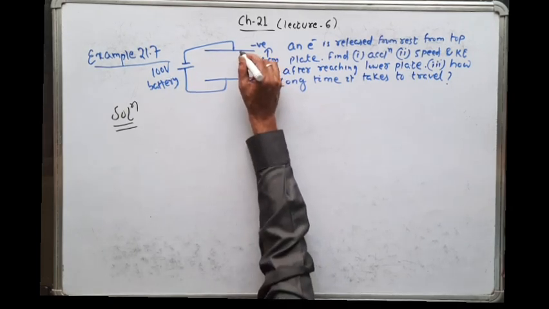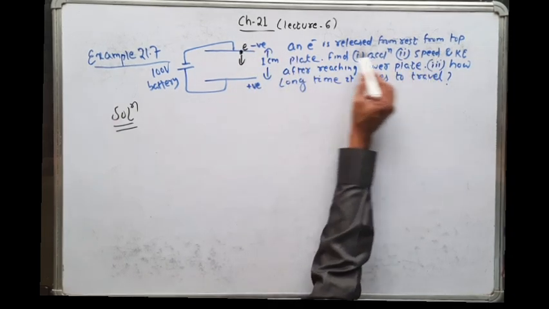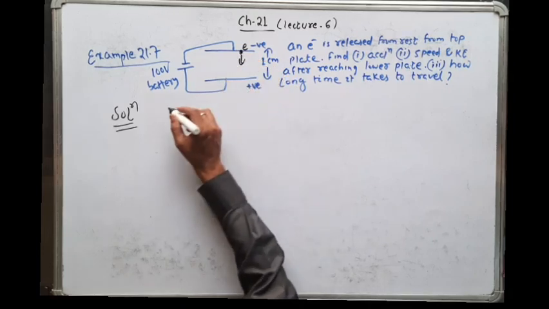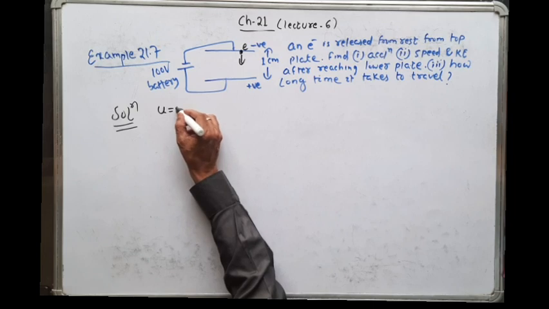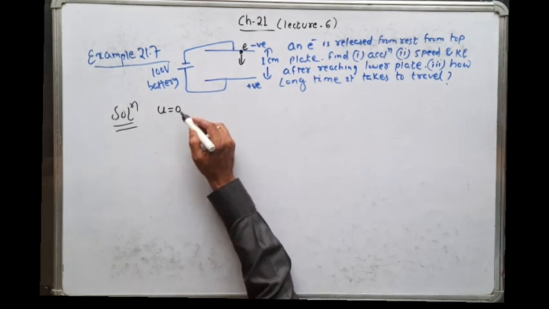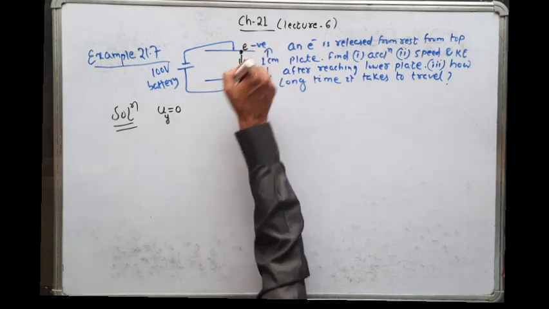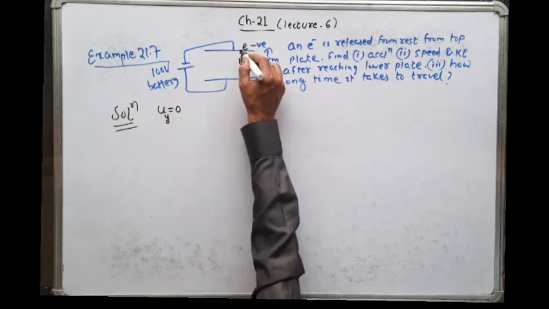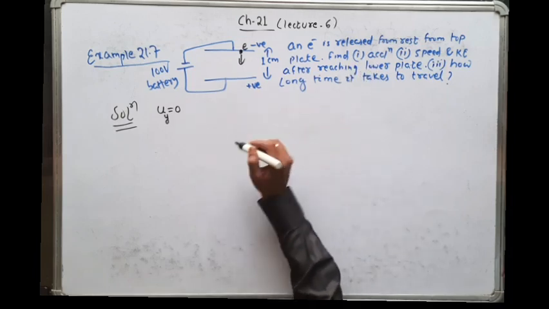Now an electron is released from rest from top plate. The release from rest means initial velocity of the electron is 0. So initial velocity is equal to 0. That is, initial velocity along y direction is equal to 0. And this electron is released from the top. So we have to find what is the acceleration.